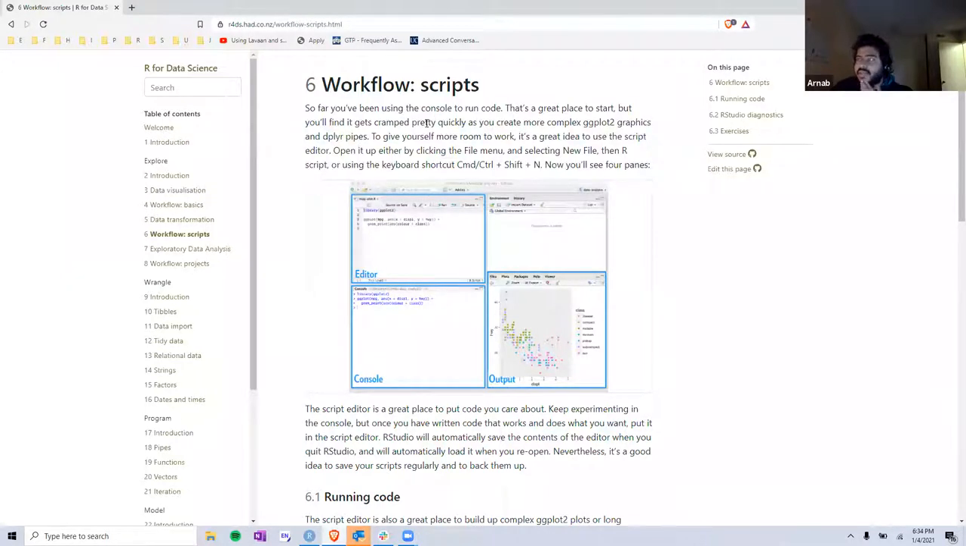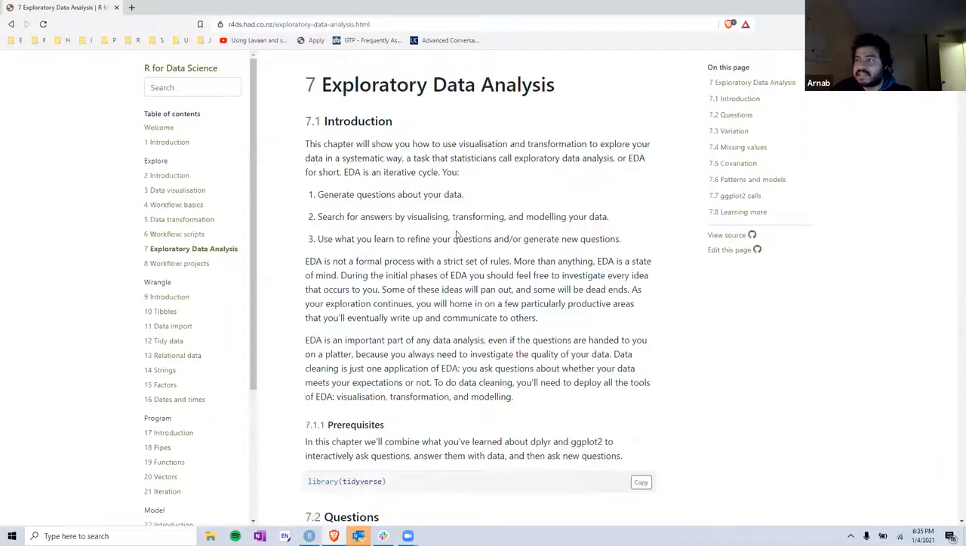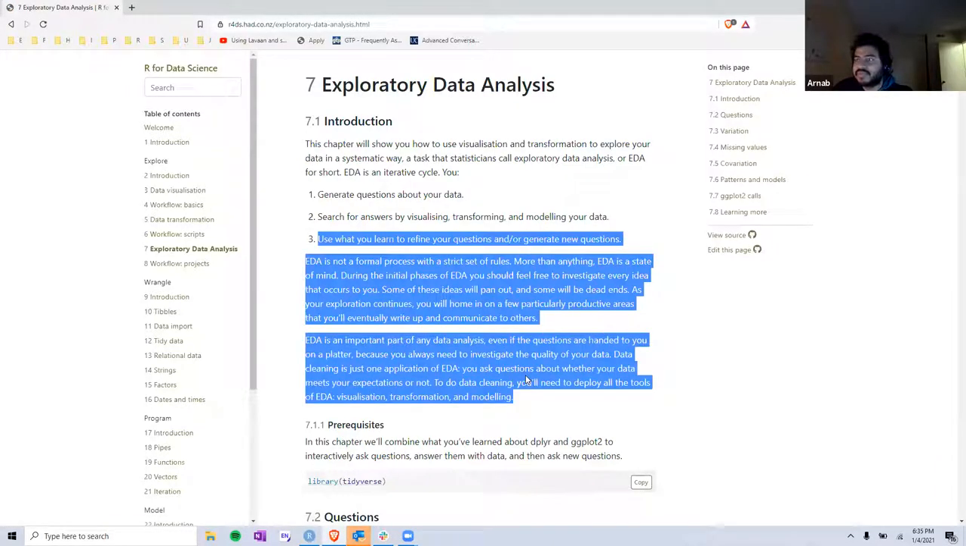So for today, it's a pretty low-key session. We have workflow scripts, which was a very small chapter on how to work around scripts. And then we have half of the exercises on exploratory data analysis, where we'll talk about how to look for correlations and patterns in a data set.